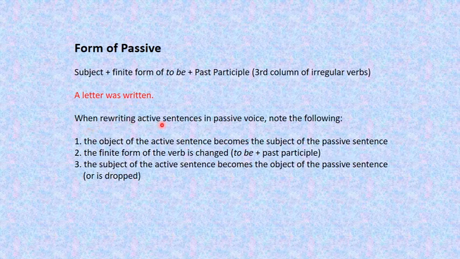When rewriting active sentences in passive voice, please note the following things. The object of the active sentence becomes the subject of the passive sentence. The finite form of the verb is changed, that is, to be plus past participle. The subject of the active sentence becomes the object of the passive sentence, or sometimes it is even dropped.